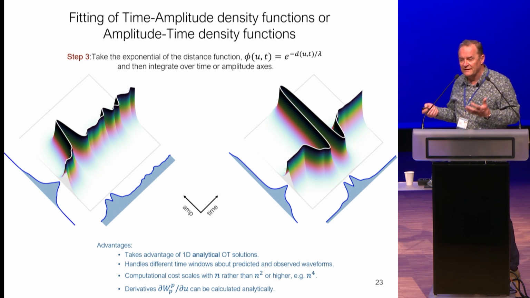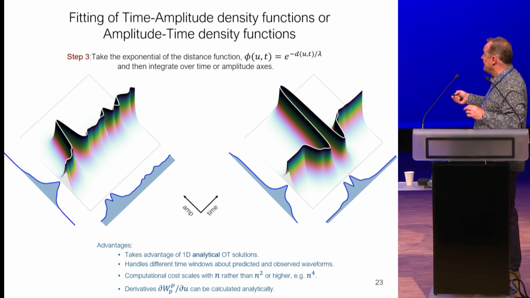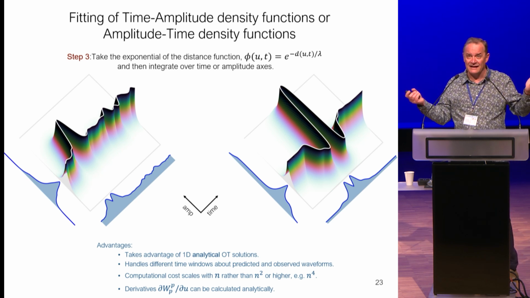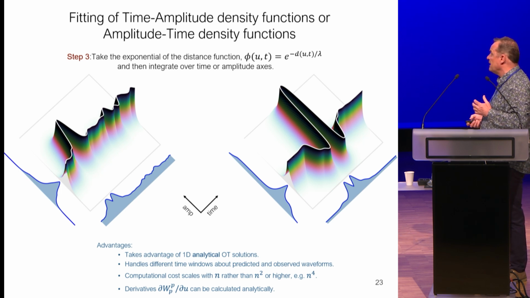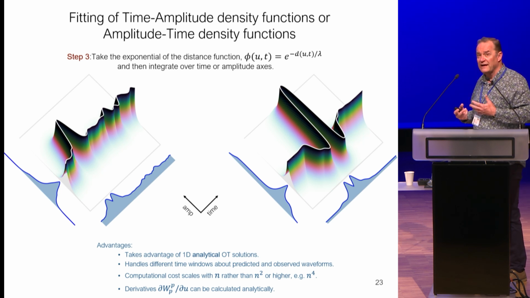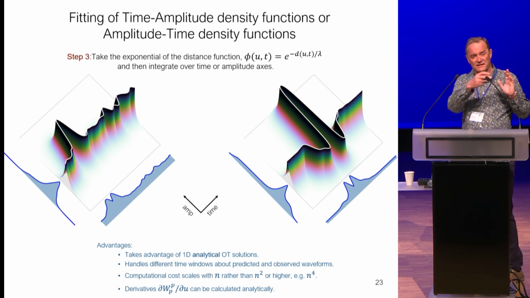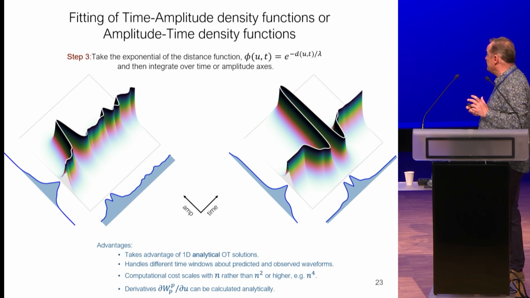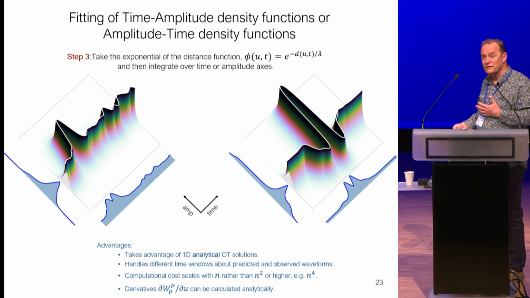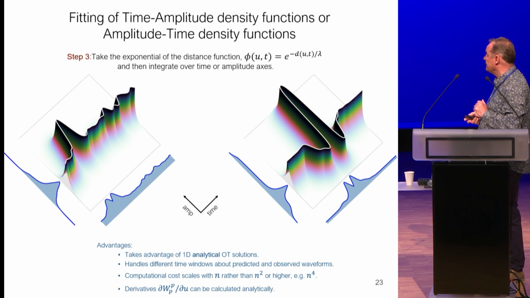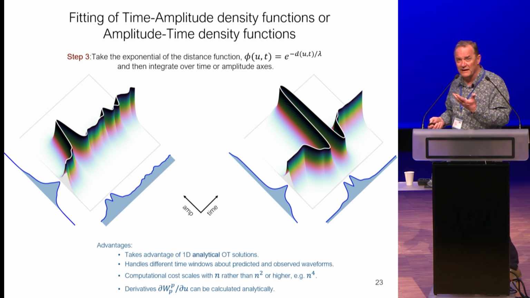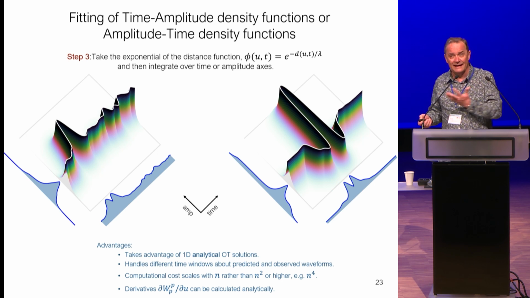The reason that this is appealing to us is that it takes advantage of 1D analytical, fast, exact solvers for optimal transport. Time windows can be separated. The computational cost scales with n rather than n squared if you've discretized the 2D medium, and that can matter because algorithms then essentially square that, so it could be n to the 4th if you use the 2D medium, but it's only n squared with 2 1D lines. And most importantly, from my perspective, you can calculate derivatives of this analytically.